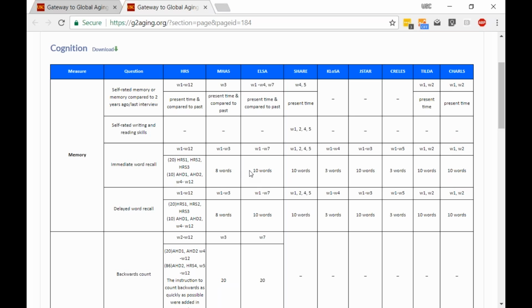ELSA, we use 10 words. SHARE, we use 10 words. CHARLS in China only uses 3 words. JSTAR in Japan uses 10 words. So it's going to give you a really quick overview of what those differences are.